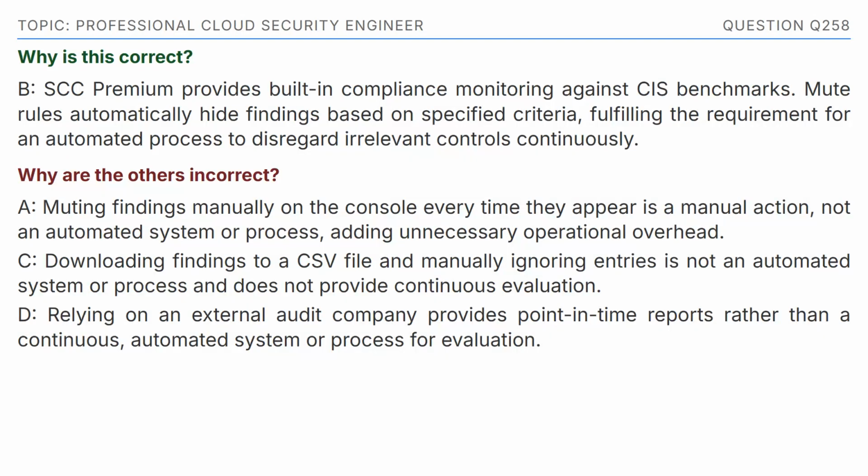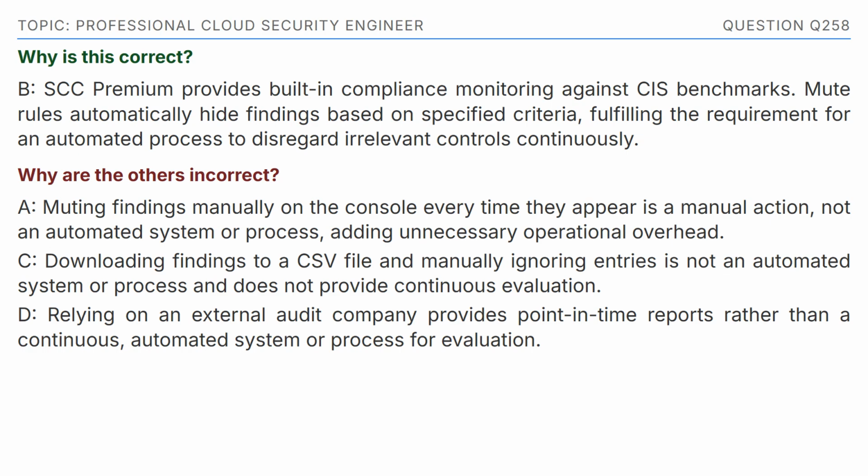Why is this correct? B. SCC Premium provides built-in compliance monitoring against CIS benchmarks. Mute rules automatically hide findings based on specified criteria, fulfilling the requirement for an automated process to disregard irrelevant controls continuously. Why are the others incorrect?